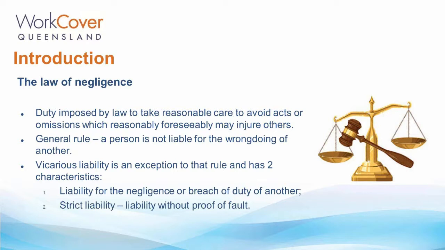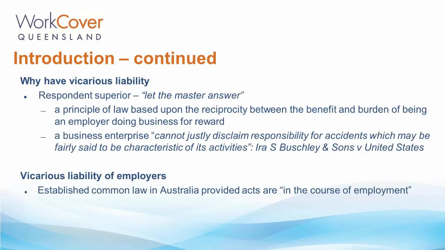It's an old decision of Ira Bushey and Sons in the United States in which the court said a business enterprise cannot justly disclaim responsibility for accidents which may be fairly said to be characteristic of its activities. And importantly for you as employers, vicarious liability is part of the established common law in Australia. It's not found in legislation but in a long line of court authority.